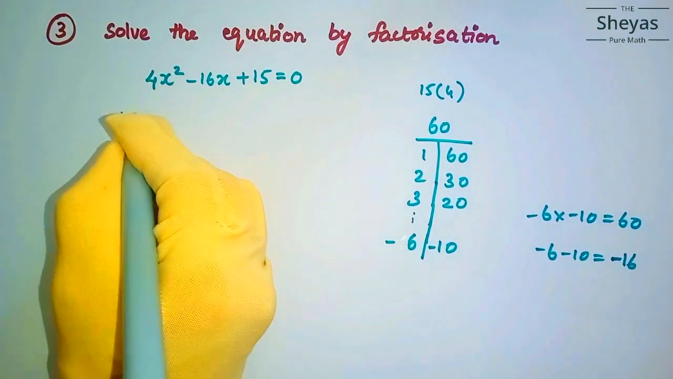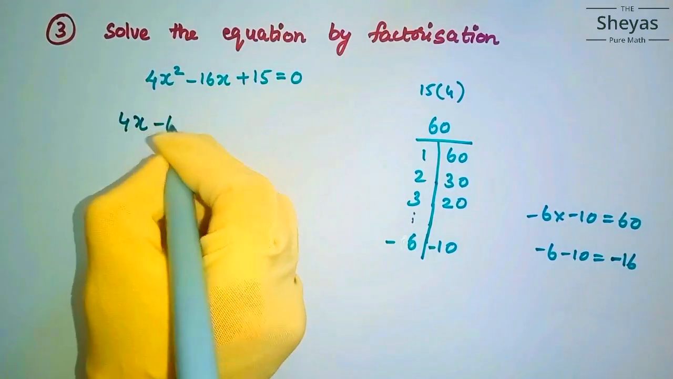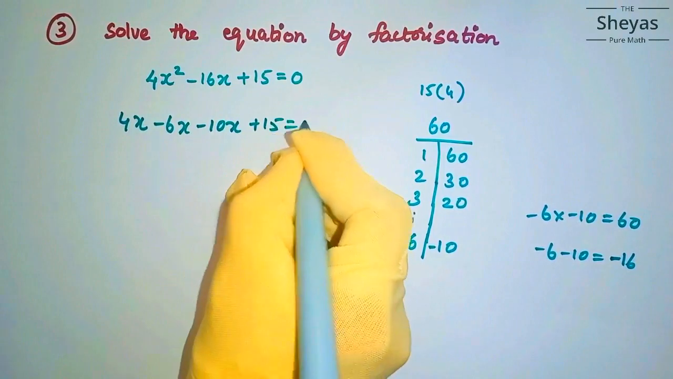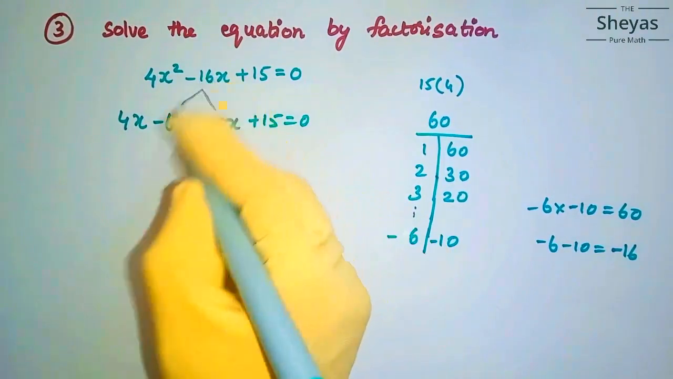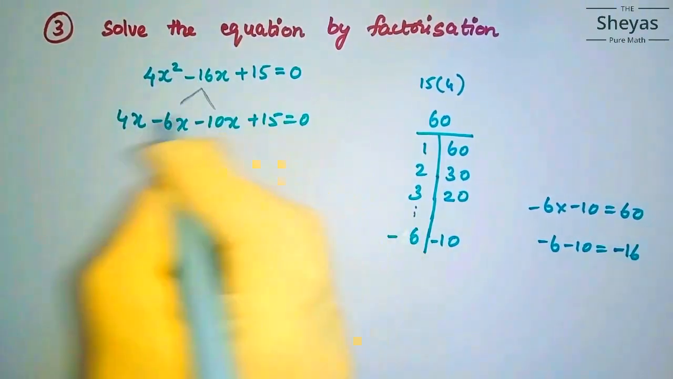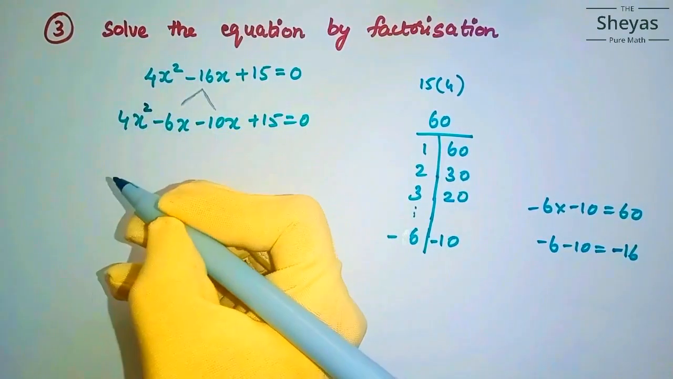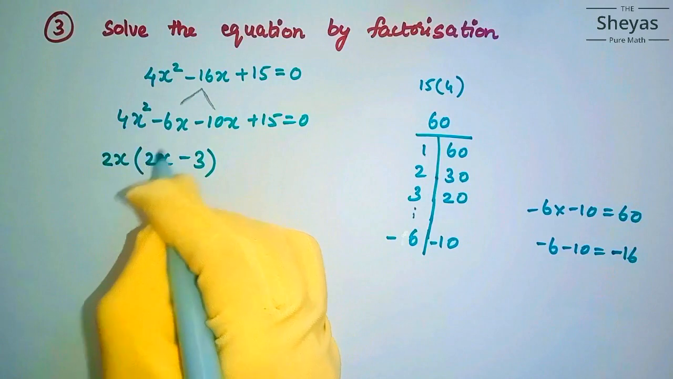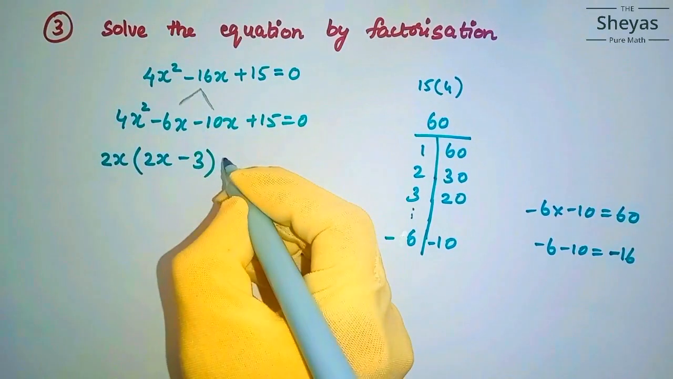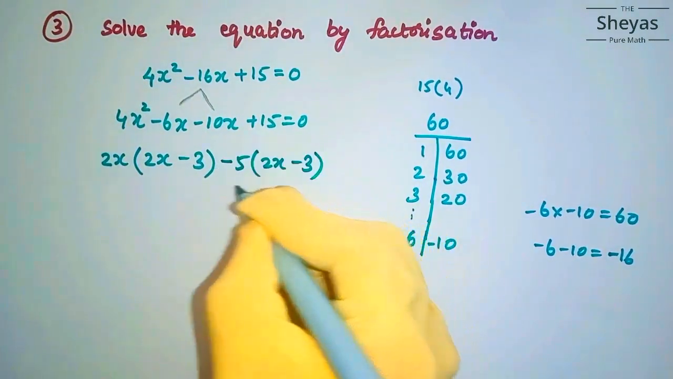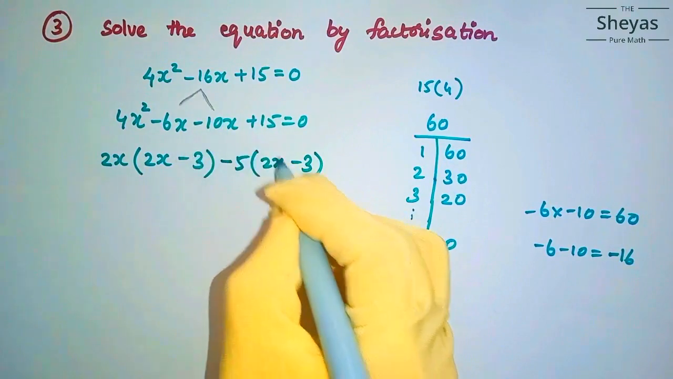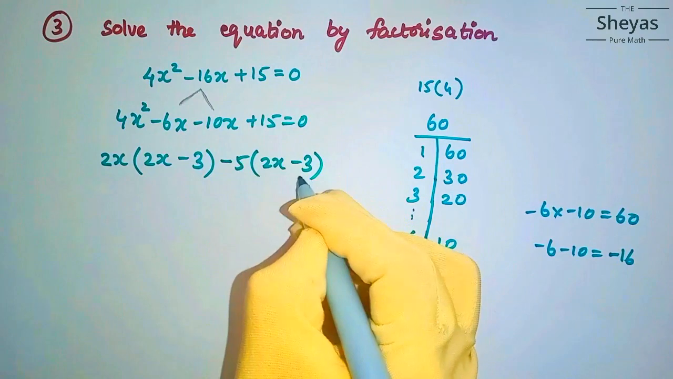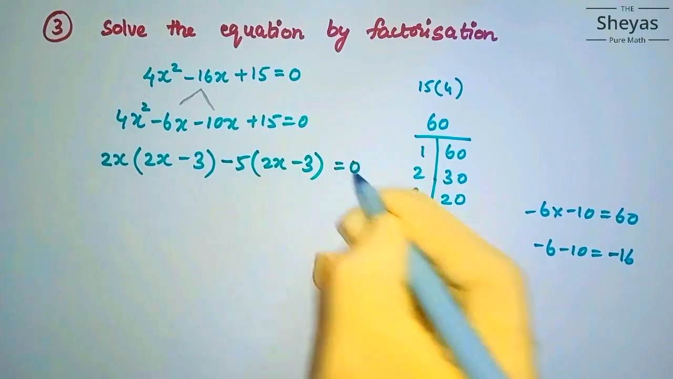So how can I write this? 4x square minus 6x minus 10x plus 15 is equal to 0. I have split these terms and have written the other terms as such. Okay. So from these two terms, I am taking 2x outside. So remaining 2x minus 3. And from these two terms, I am taking minus 5. So remaining 2x minus 3. So if I multiply, it will be minus 10x. Minus into minus plus, 5 threes are 15, is equal to 0.